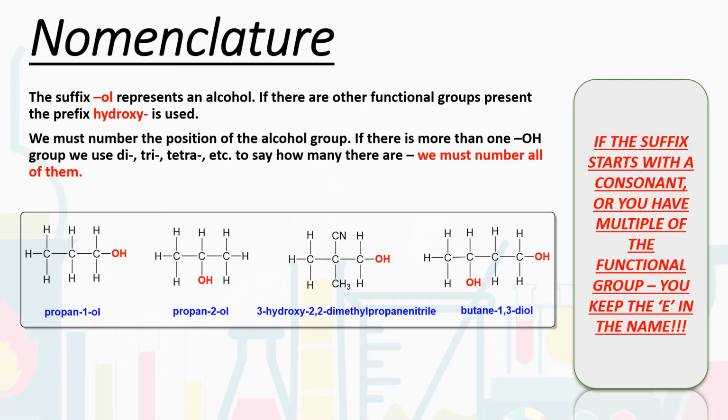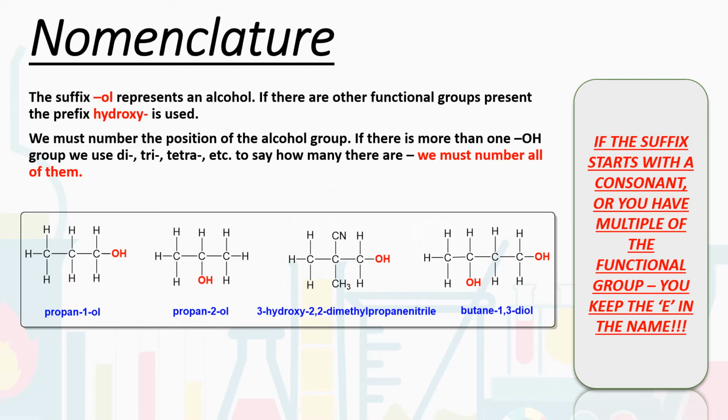If there's multiple of the OH group, or multiple of any substituent, we have to use di, tri, tetra to say how many there are. We must number everything in the molecule, and remember that we always name things in alphabetical order, not numerical order. So in the examples shown here, we have propan-1-ol. We have a 3 carbon chain, so it's based on a propyl length chain.